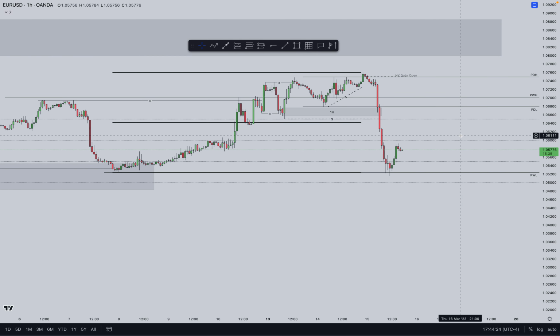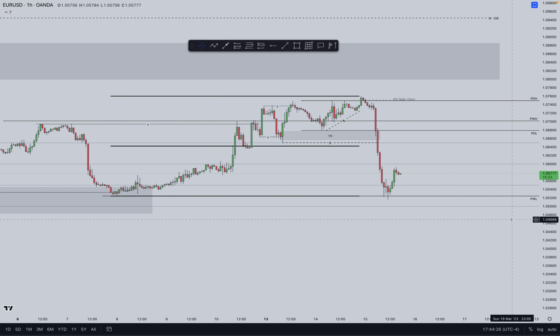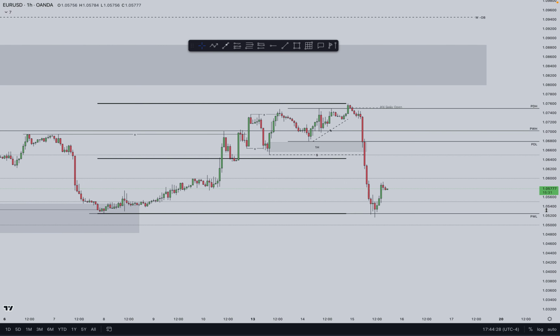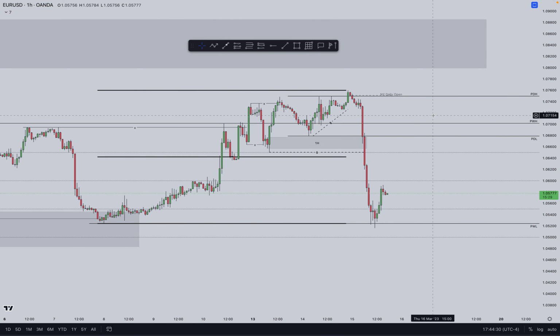It's quite usual, I know it's an ICT teaching, that the Wednesday can usually form the high or low of the week, and in this case it looks probable that Wednesday created the high, or reversal of the week, and now we have the low, right?